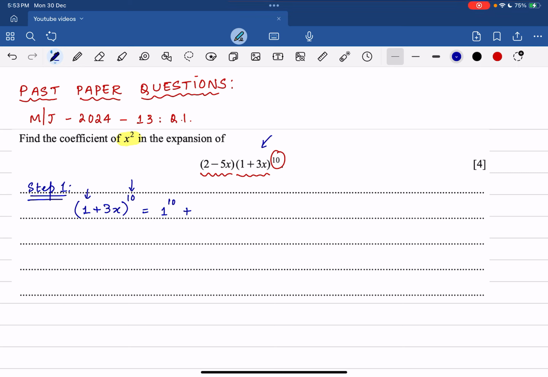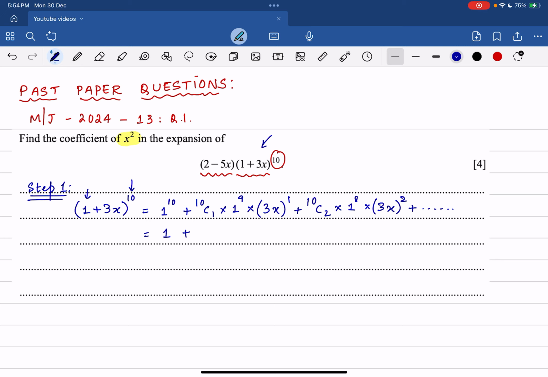Then you have 10c1 1 raised to 9. See, the power of 1 goes on decreasing now, and 3x the whole raised to 1 plus 10c2 1 raised to 8, 3x raised to 2 plus dot dot dot. That's it. I'm not going to expand it further because that's not required over here.